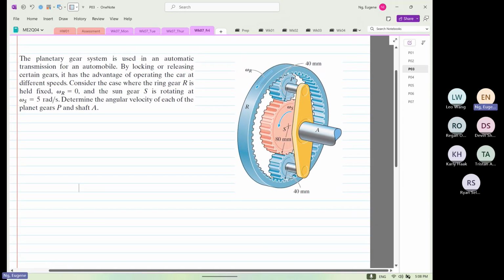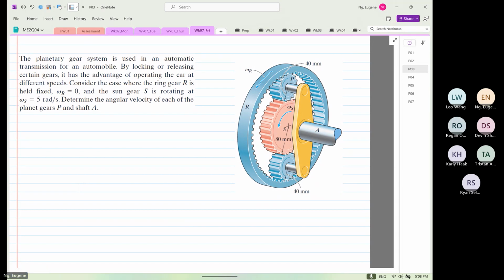The planetary gear system is used in an automatic transmission of an automobile. Any idea what's an automobile? A car, right? Have to be automobile for crying out loud. By locking and releasing certain gears, it has the advantage of operating the car at different speeds. Consider the case where the ring gear R is fixed.